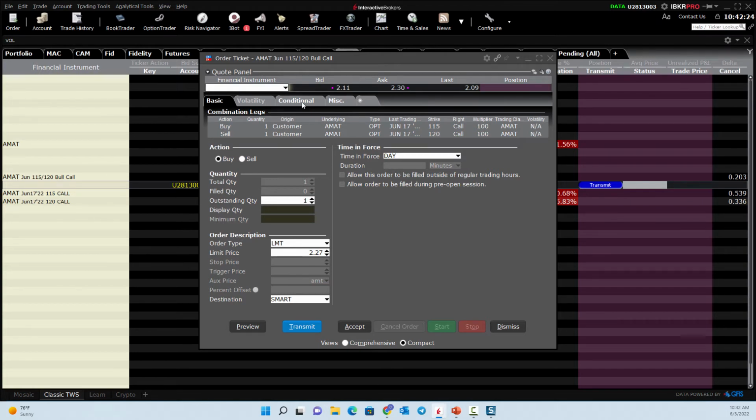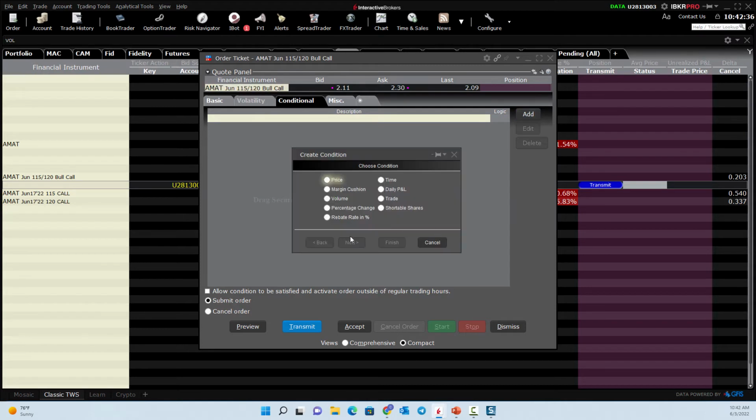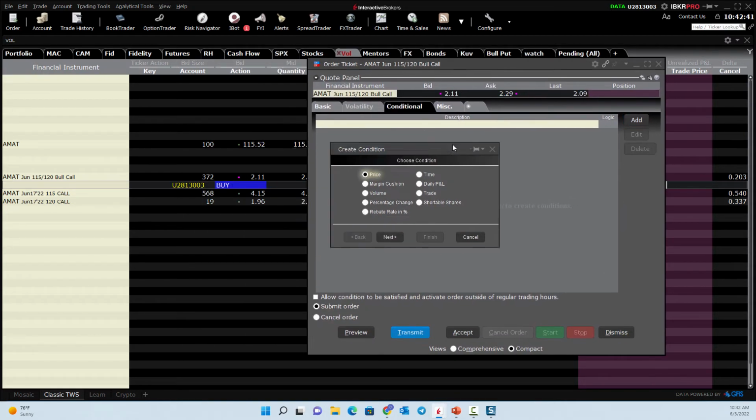Some brokerages call them conditionals. Some brokerages call them contingent orders. It means the same thing. If you can't see this conditional button, just hit the arrow and you'll find it. As you click on conditional, I can add a condition. So let's say that we wanted a price condition.